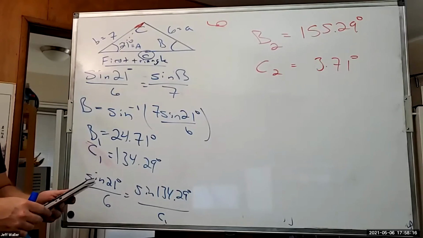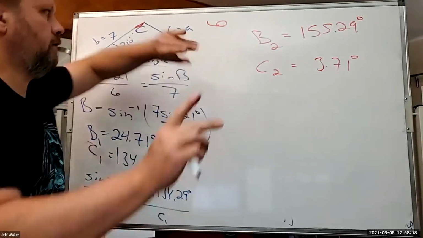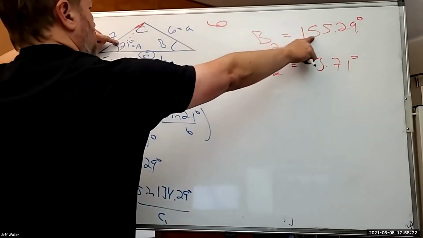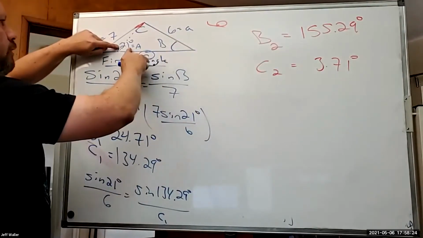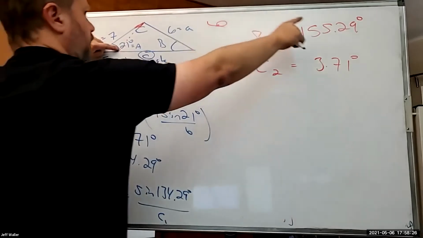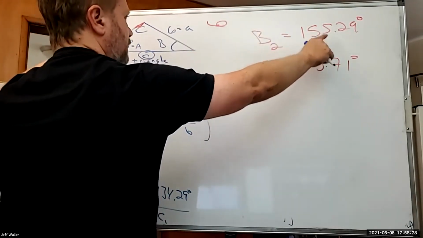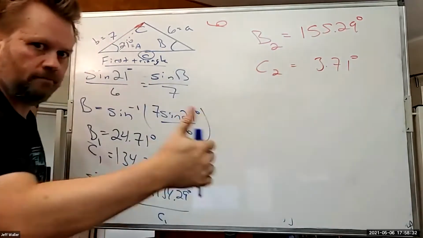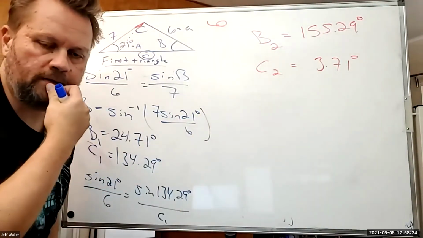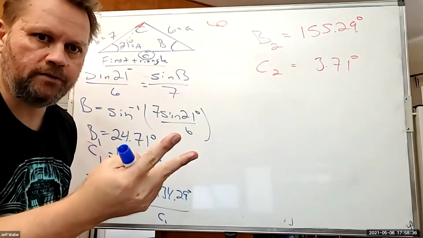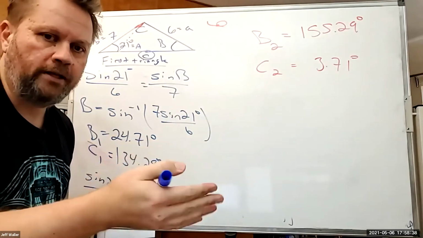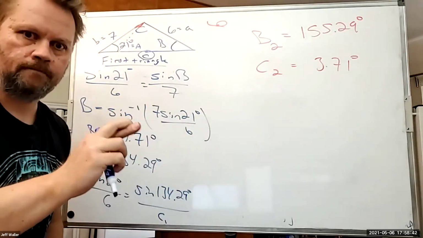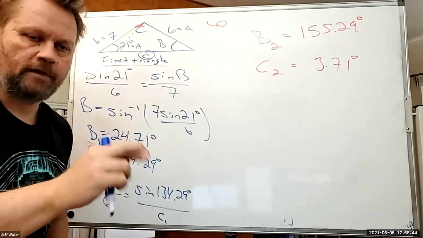Okay. So Amanda, watch this. If B is this, and I know A is 21, 21 plus this leaves that much to get to 180 total. Does that make sense? If I know two angles, I just do 180 minus those two to get the third angle. That's all there is.